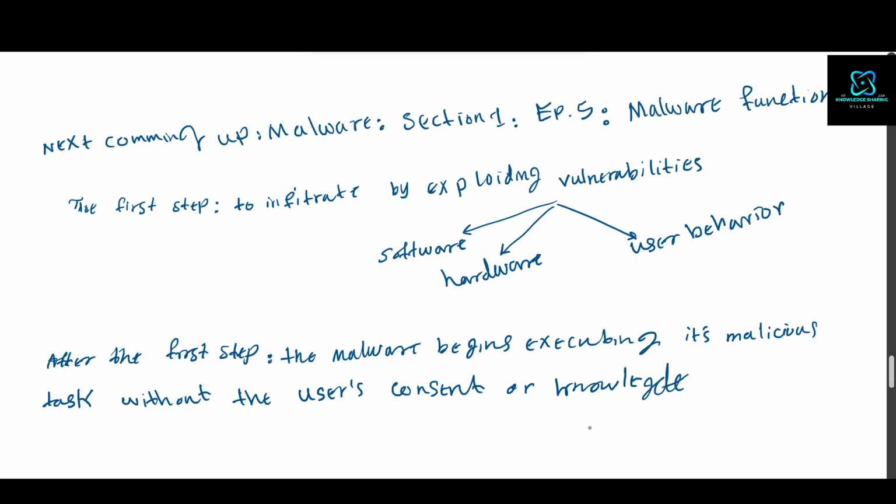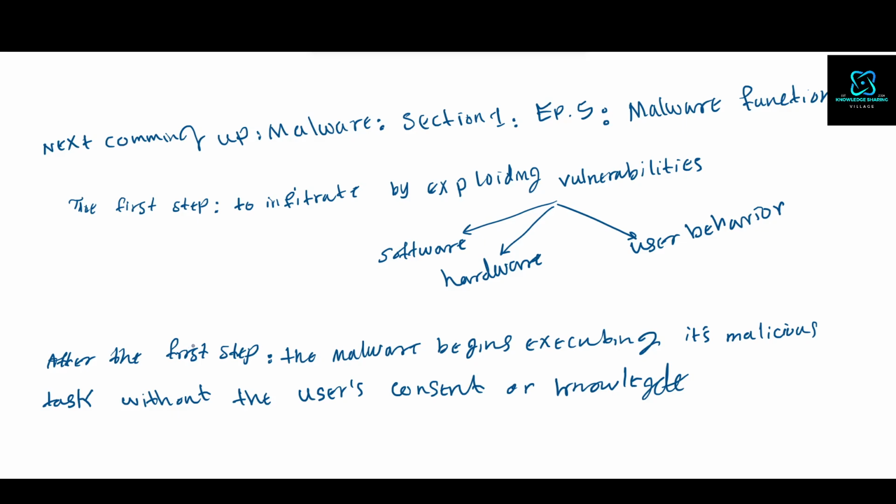Okay, so the first step was to infiltrate the target system. It can do that by many different methods, to exploit the vulnerability in the target system to their advantage. It can be any software, hardware, or user behavior, or some new method that they can find. After the first step is done, we go to the second step.